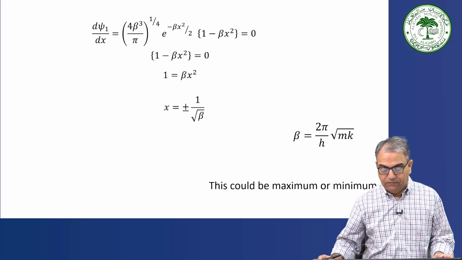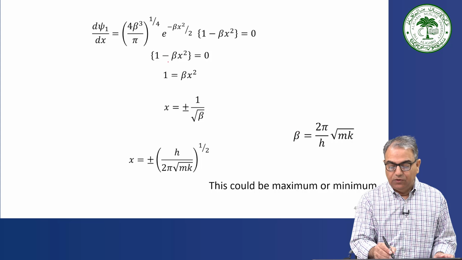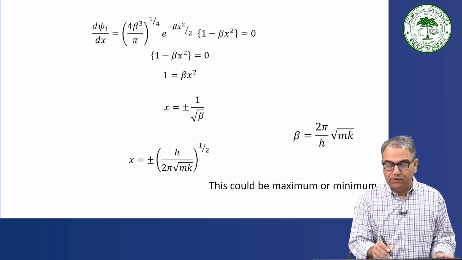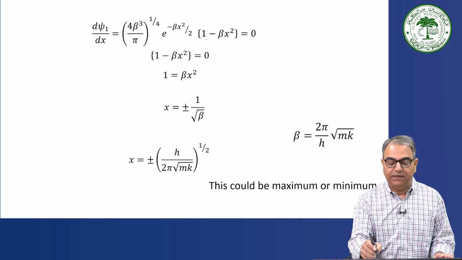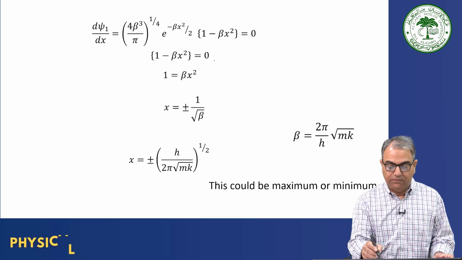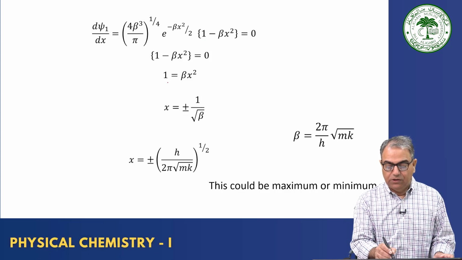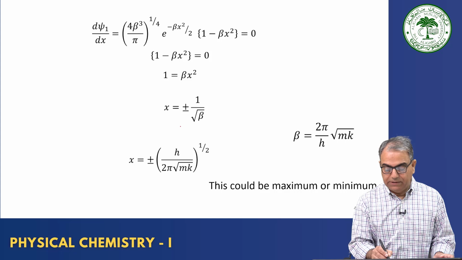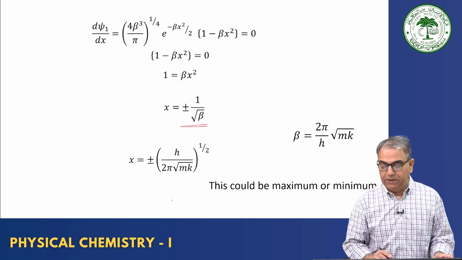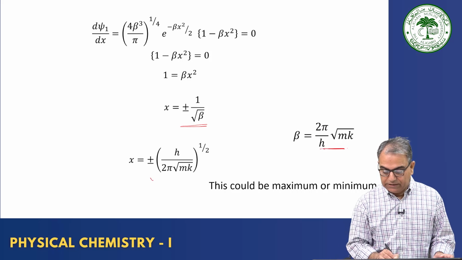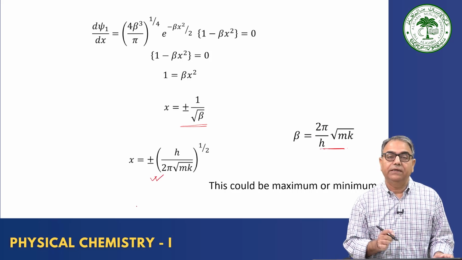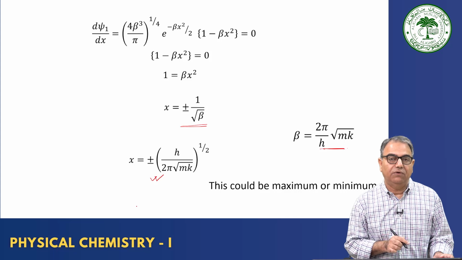So what does it mean? If this equation has to be valid, then 1 minus beta x square will be equal to 0. So x will be equal to plus or minus 1 over root beta. Since beta is equal to this, if you put this value in, x comes out to be this. But it is only the first differential.